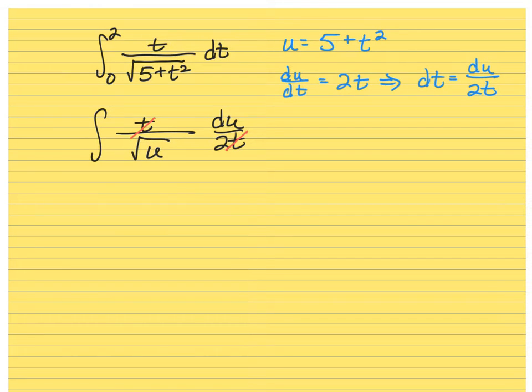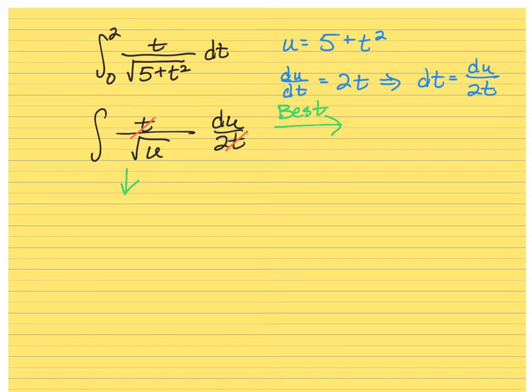Now notice, I did not put my limits there. It would be wrong for me to put 0 to 2 there. The reason is because those are t limits. Now my integral is in u. So I have two routes to go here. I can choose either one. I'll show you the most direct route, and then I'll show you the nice, clever, and probably best route.